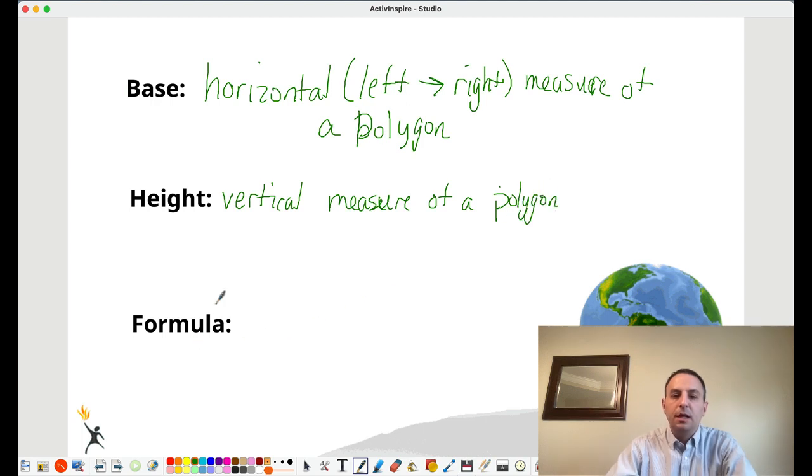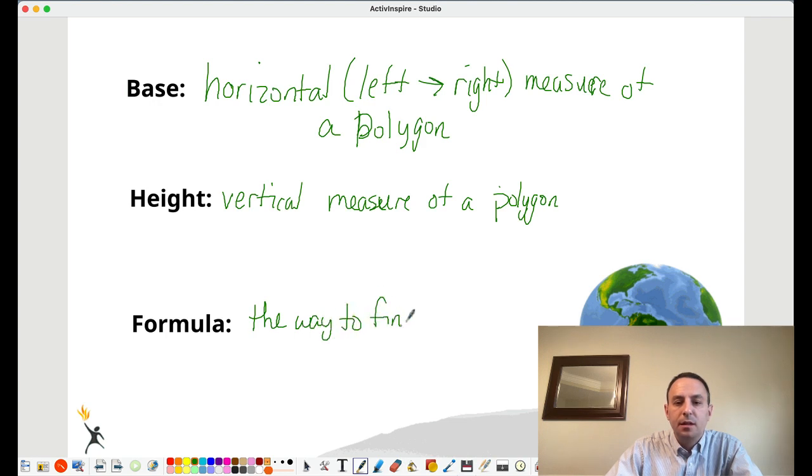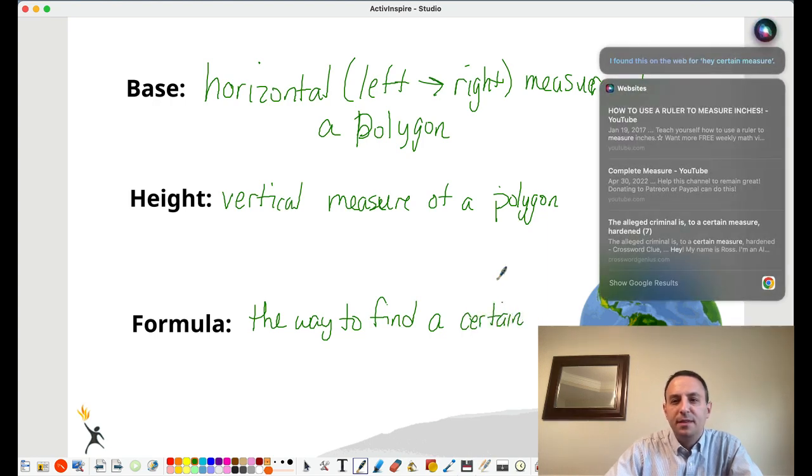Okay? And then finally, formula. A formula is just a generic term for the way to find a certain measure.